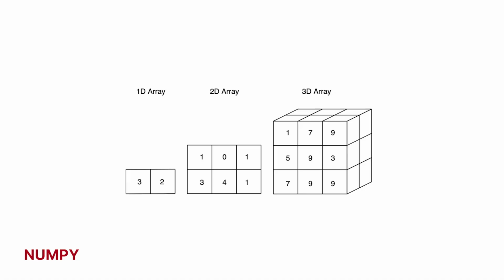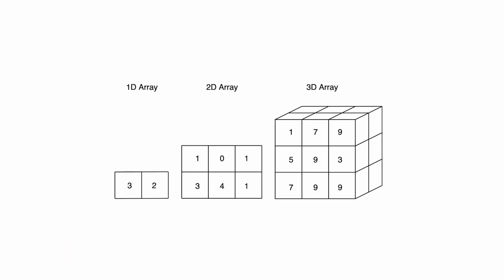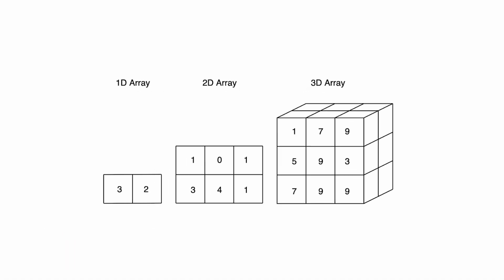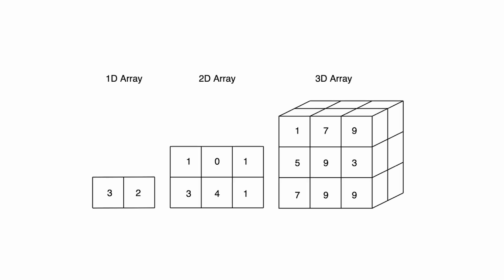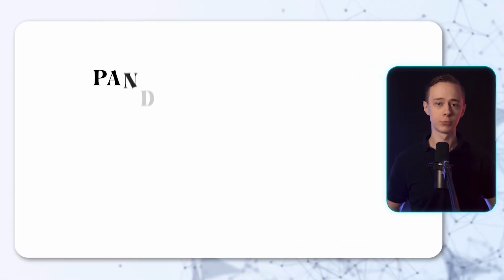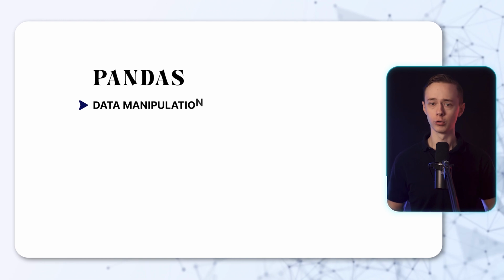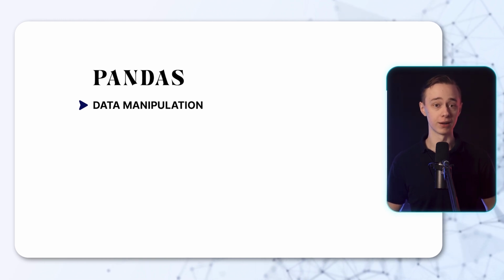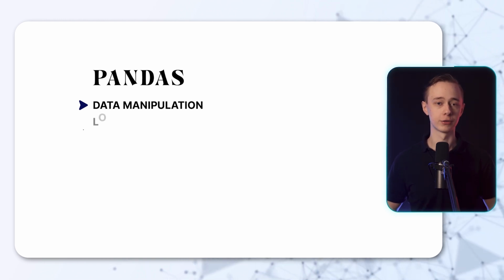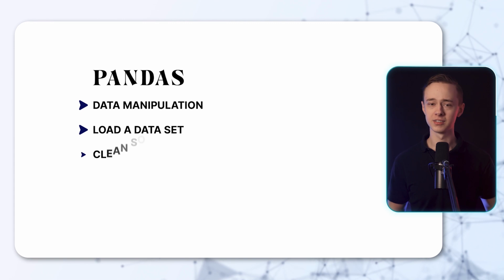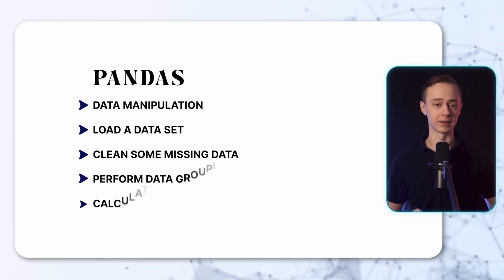First one is NumPy. Now, NumPy is useful for numerical operations and arrays. And arrays are basically specific ways of storing data. Now with NumPy, you can create an array or create an array object and then work with them. And so the next library is Pandas. And Pandas is useful for data manipulation, where you'll be creating and using something called data frames. You can use Pandas to load a data set, clean some missing data, perform data grouping, and calculate metrics.